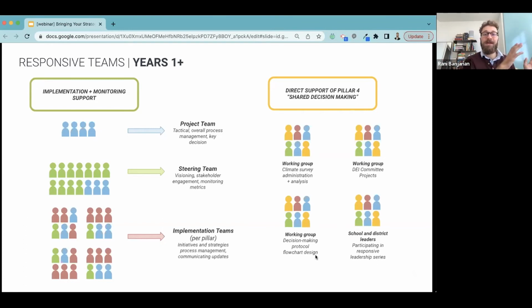One of the really cool things that they came up with was a decision-making protocol flowchart, so that everybody in the district understands how district leaders and the board members get to specific decisions and how decisions are made, to build transparency and visibility into that process. Another example was a responsive leadership series that they want to develop and administer to their school leaders and their district leaders. You can think about this implementation, on the left, as a similar structure to what we've shared in a few slides previously, or you can think about different subcommittees that are actively working towards different initiatives or projects aligned to a particular pillar.